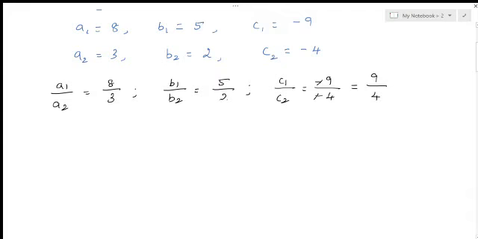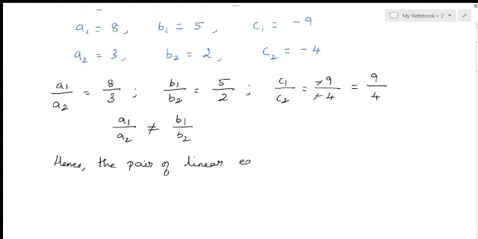So we can see that a1 by a2 is not equal to b1 by b2. So hence what type of solution does it give? Hence the pair of linear equations has a unique solution. So I'm going to find out this unique solution by using cross multiplication.